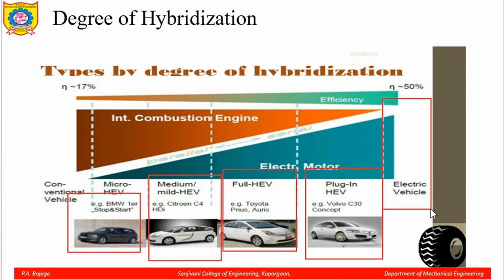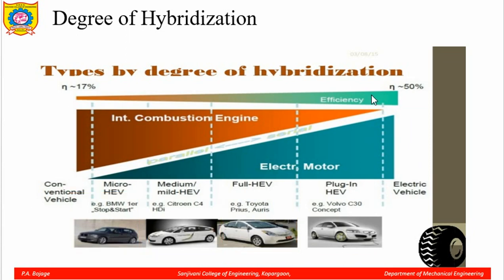full electric vehicle. Now here a very important parameter is the efficiency, which you can see is more than 50%, whereas in IC engines it is very difficult to get 30-35% efficiency. And you can see the contribution of the IC engine is drastically reduced as you go for full hybrids and plug-in hybrids.